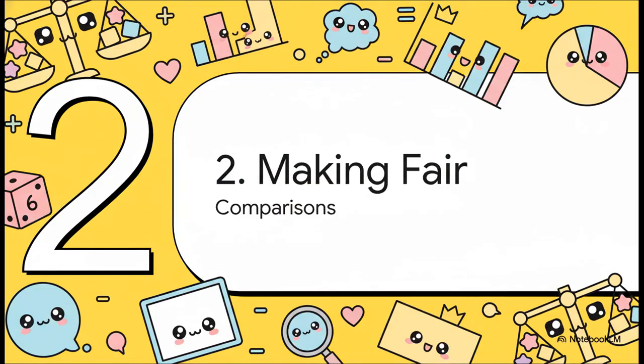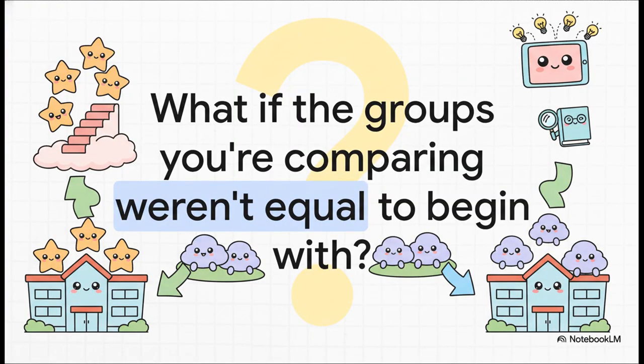All right, let's move on to our second big challenge. And this one is all about fairness. How do we make sure we're making fair comparisons? So, picture this. You're testing a brand new learning app in one class, and you've got another class as your control group. Seems simple enough. But wait, what if the first class was already full of higher achieving students right from day one? Any difference you see at the end, well, it might have nothing to do with your app. It could just be that they had a head start.